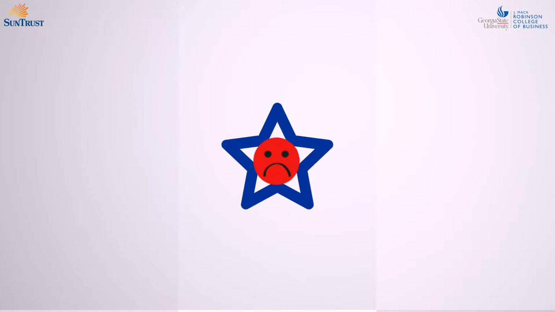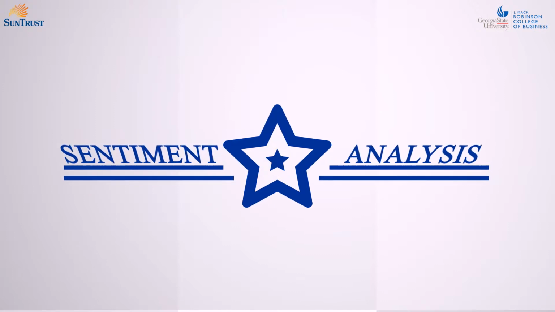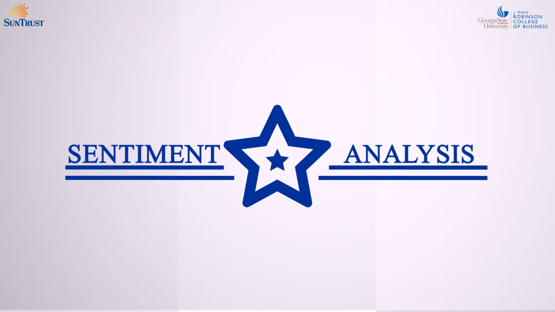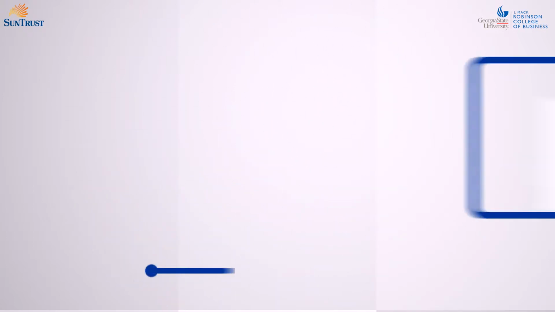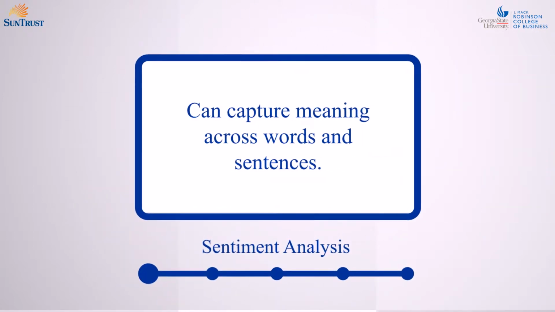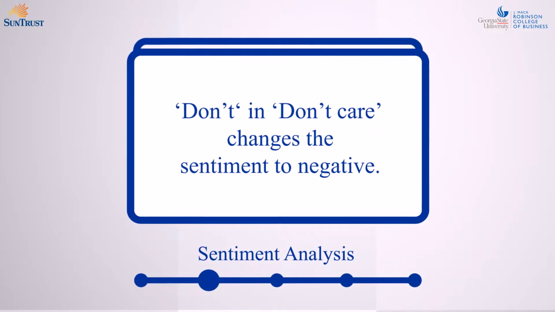Another method we use to evaluate the text is sentiment analysis. This approach identifies the writer's feelings expressed by positive or negative words in a sentence over time. Sentiment analysis can capture meaning across words. For example, the word don't in the context don't care will change the meaning of a sentence to negative.